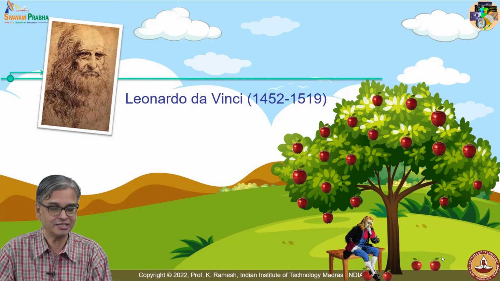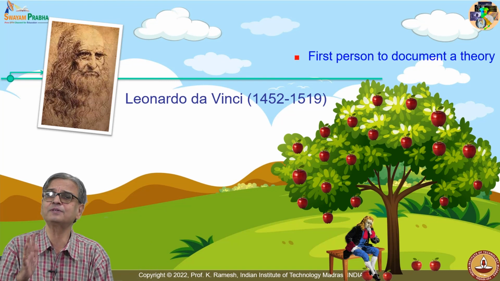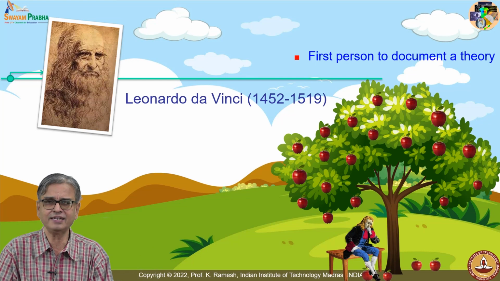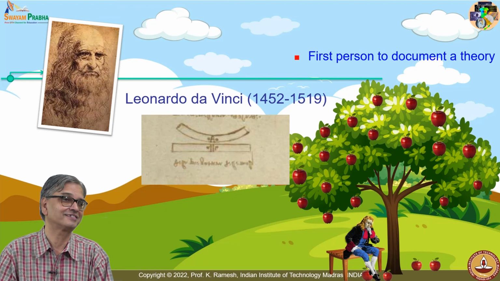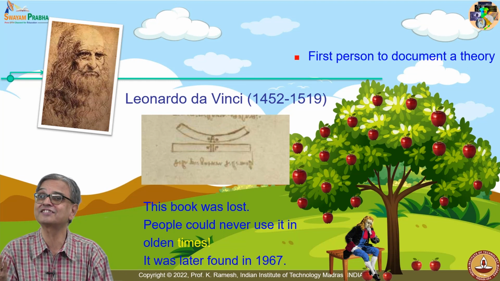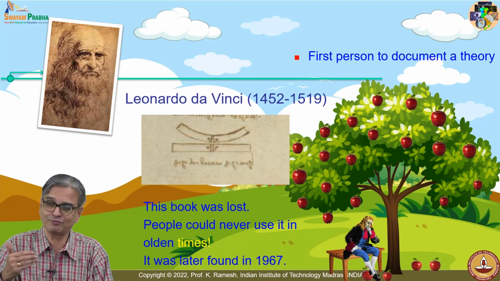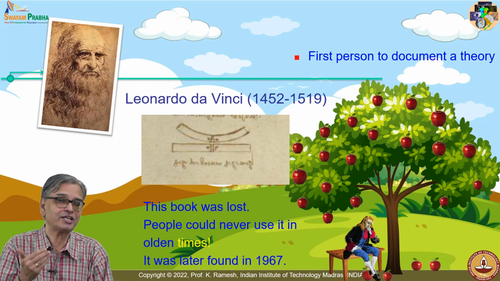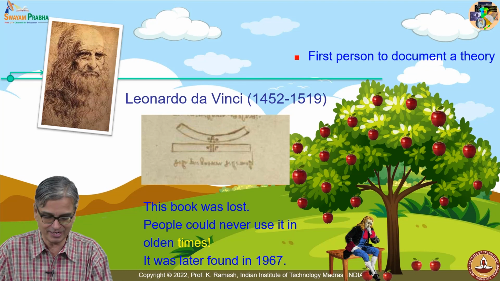So, Da Vinci, 1452 to 1519, was the first person to document a theory. Until then people were not documenting. He had also written a book. Unfortunately, it was lost. They could not locate it. They could locate it only in 1967. So, whatever knowledge he gained, others had to struggle from scratch. But historians go back and reinterpret what he could have understood at that point in time. That is also interesting to see.